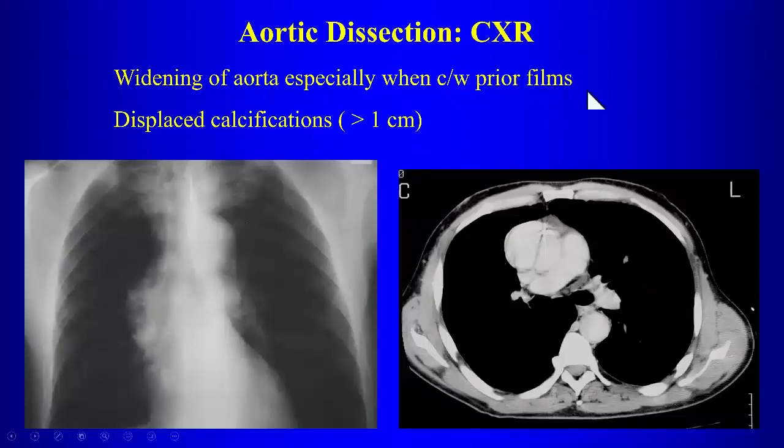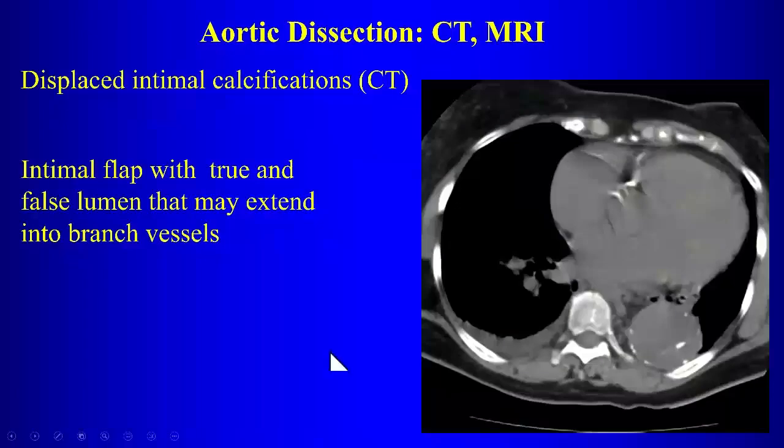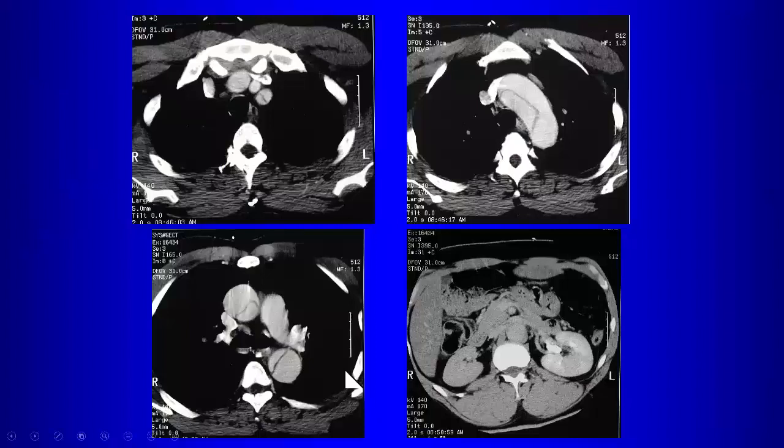So of course, we're going to do it by CT. We'll make the diagnosis by CT. We saw this case where even on a non-contrast CT sometimes, you can still see the displaced calcification in the intimal flap. Okay. In this particular case, what can we say about the dissection?